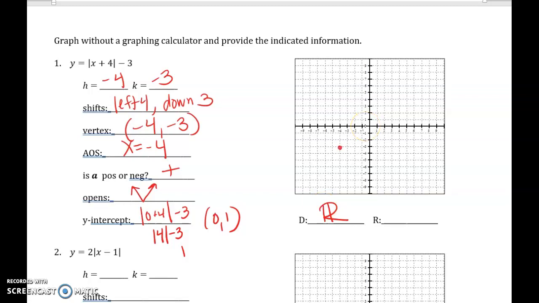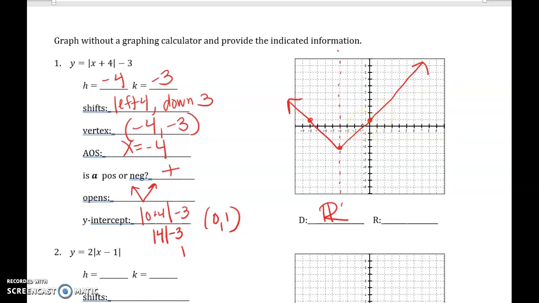So -4, -3 is right here. 0, 1 is right there. Your axis of symmetry is there. So if my y-intercept is 4 to the right of the axis of symmetry, I can go 4 to the left of my axis of symmetry. And there is my graph.